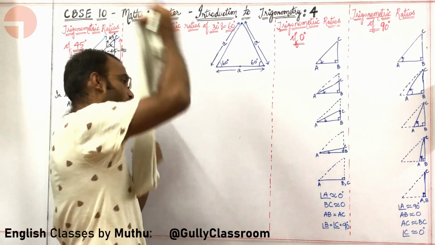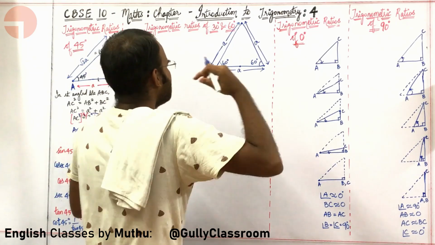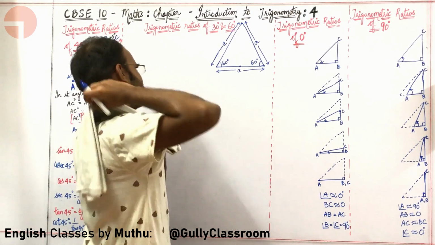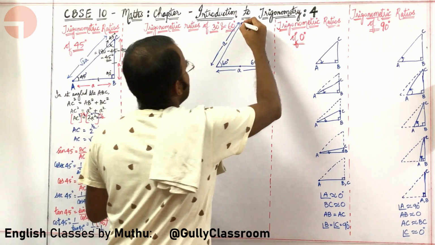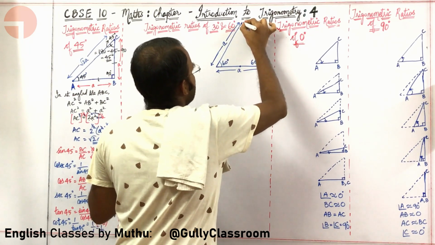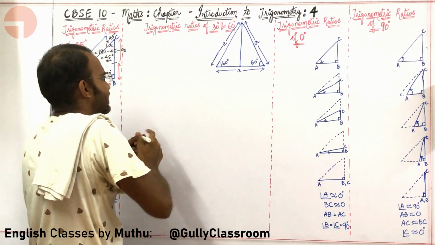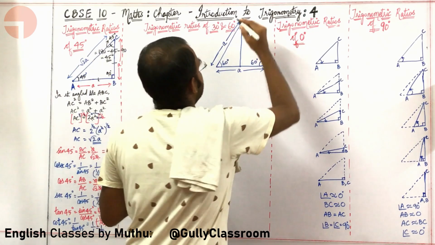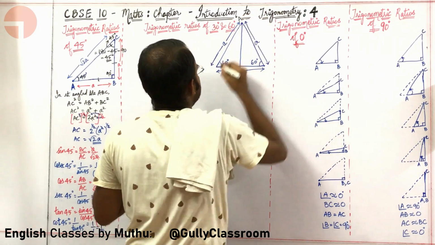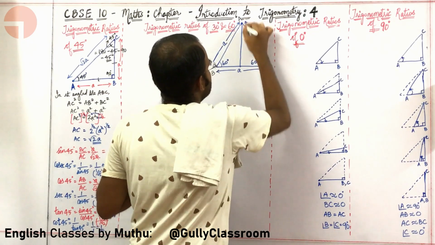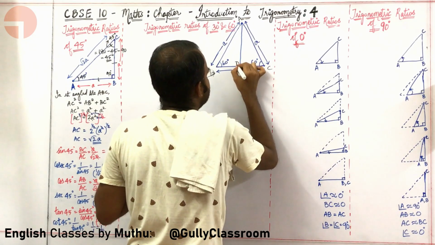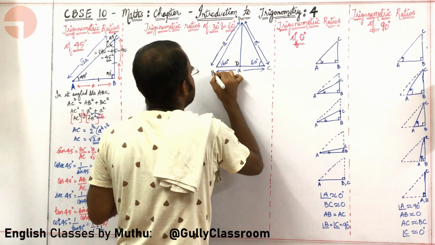Fine, sir. What next, sir? Next, I am going to construct a perpendicular from the top vertex to the bottom. I have not given names to the triangle, so let me name the vertices A, B, C. The point where the perpendicular drops can be named D.